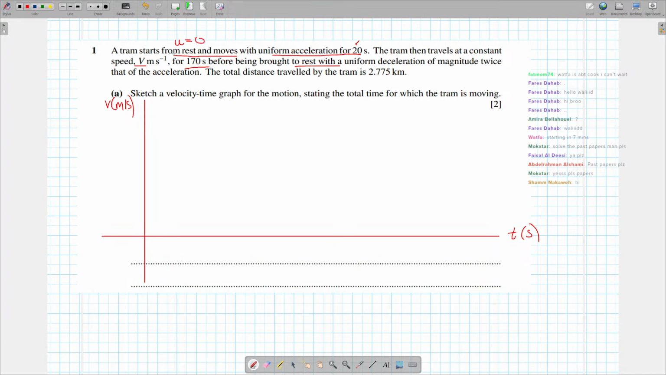The first phase is that the tram starts from rest and accelerates for 20 seconds. So let's say it starts over here, and it moves for 20 seconds. Let's say this is 20 here, and it reaches a speed v. So let's say v is over here. We're gonna put an x at this point, and we're gonna connect these 2 points, like this.